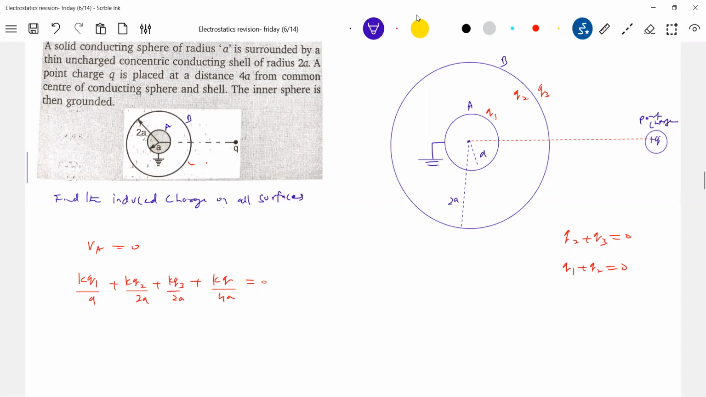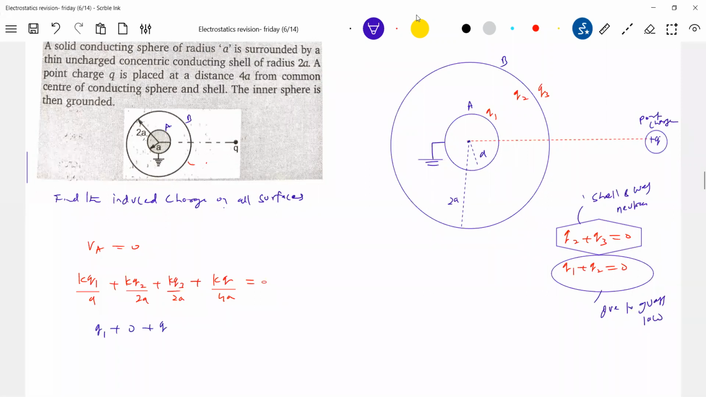The reason for this is, initially it was neutral, no? Shell B was neutral. This is due to Gauss law. Substituting this, Q1 plus 0 plus Q by 4 equal to 0. So what is Q1? Minus Q by 4. Then Q2 should be Q by 4. Q3 should be minus Q by 4.